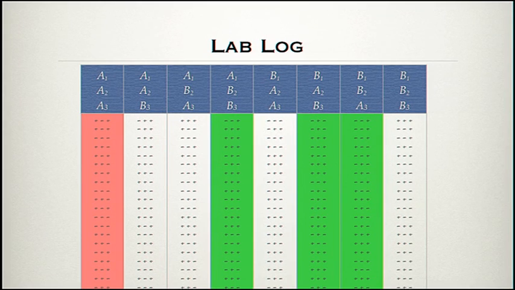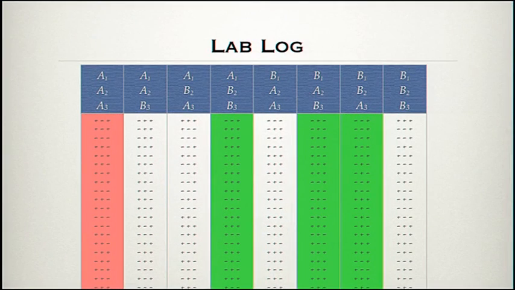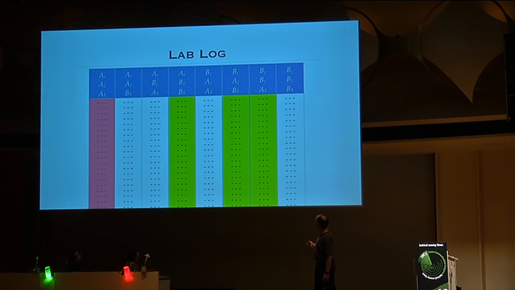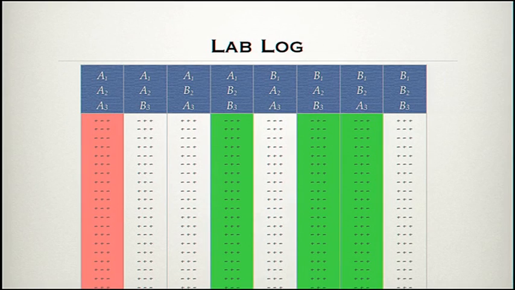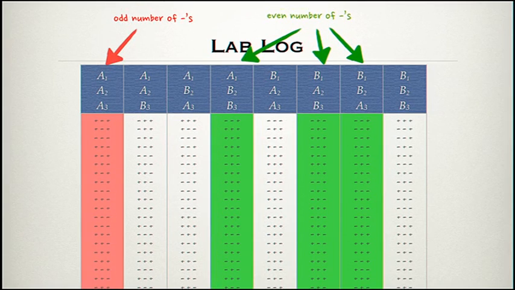Okay? And what about the green columns? Somebody said in the back, it's the other way around, right? So in the green ones, there's either a single plus or 3 pluses. Does everybody see this? So let's summarize this. If I measure A 3 times, I have an odd number of minus signs.